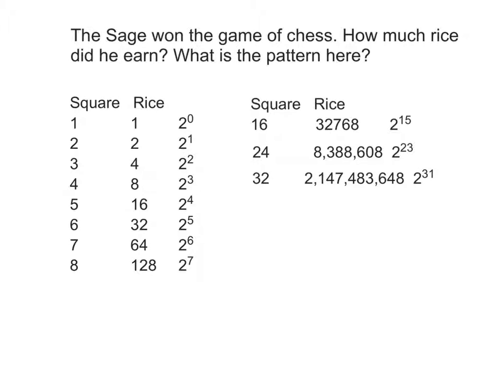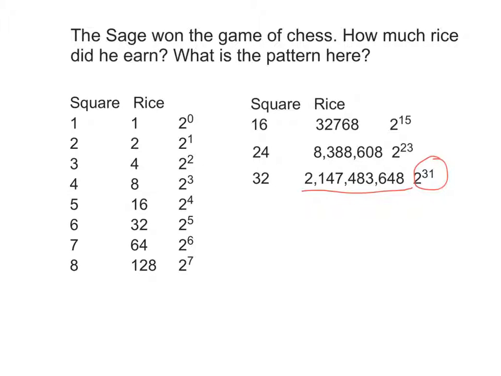Interestingly enough, if you look at the numbers for the powers, they don't seem to have gone up that much. 2 to the 0 on the first square, 2 to the 31 on the 32nd square. Doesn't seem to be that huge a number. But 2 to the 31 is a huge number. It's over 2 billion.